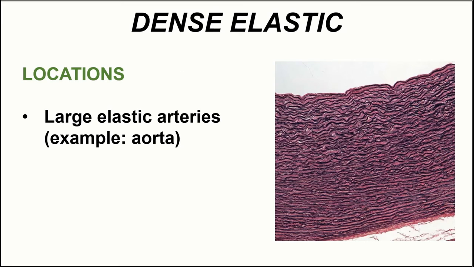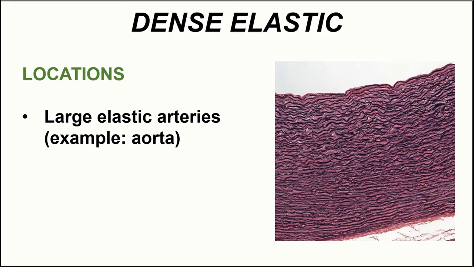Let's turn our attention briefly to dense elastic connective tissue. The primary locations of dense elastic connective tissue are large arteries called the elastic arteries. The elastic arteries are the arteries that are in closest proximity to the heart, and these are the arteries that are receiving blood after the blood is pumped out of the ventricles of the heart. And so immediately after blood leaves the heart, it enters the large elastic arteries, and then proceeds to the rest of the body.